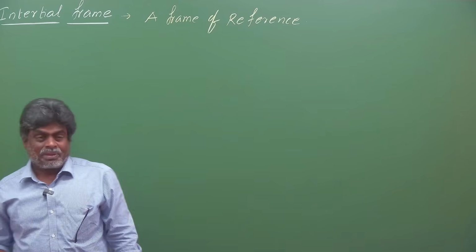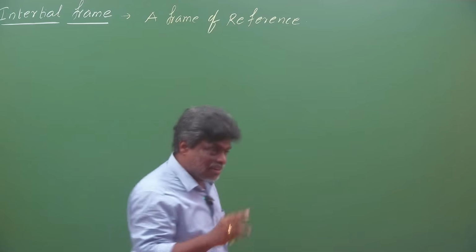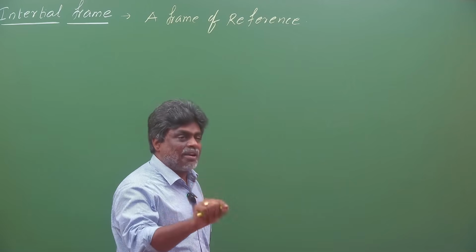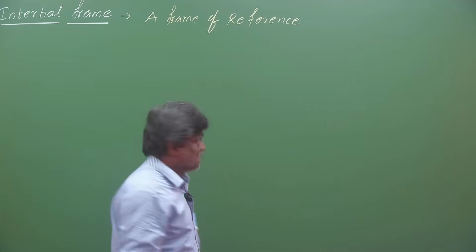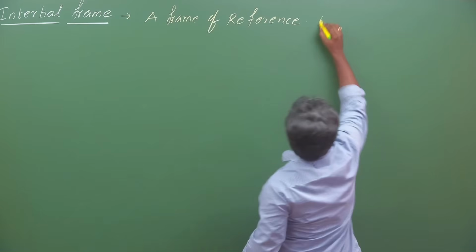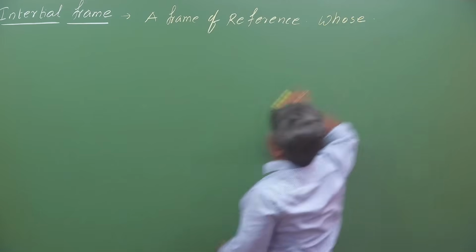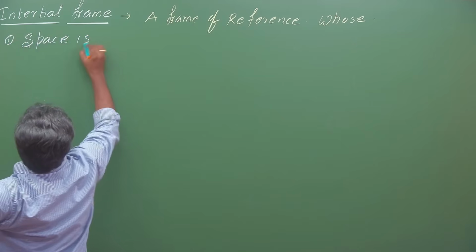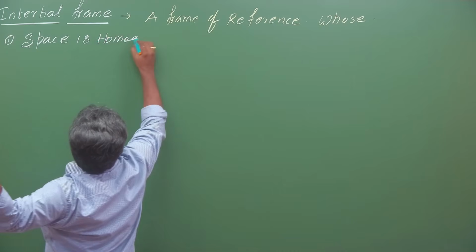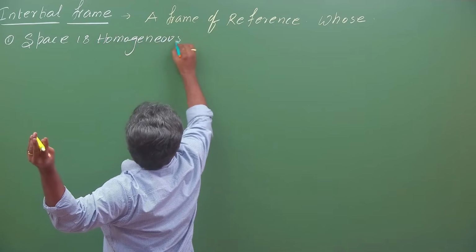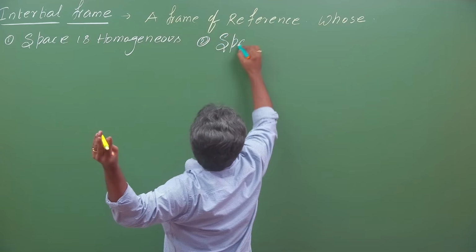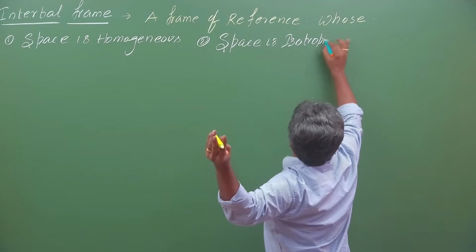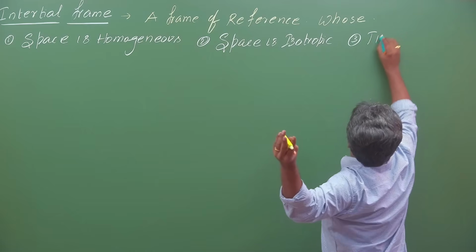And the third one, time is homogeneous. These three properties satisfied, then only it is called an inertial frame of reference. A frame of reference whose first one, space is homogeneous. Second one, space is isotropic. Third one, time is homogeneous.